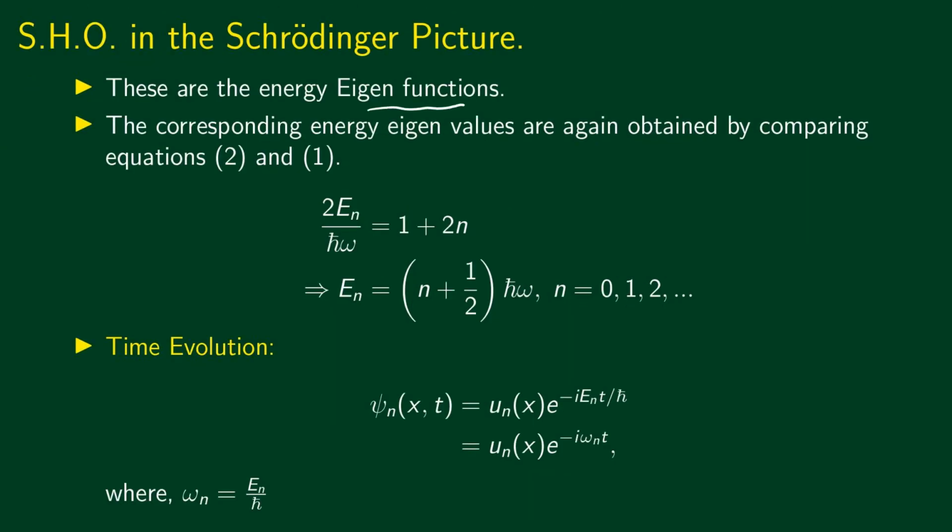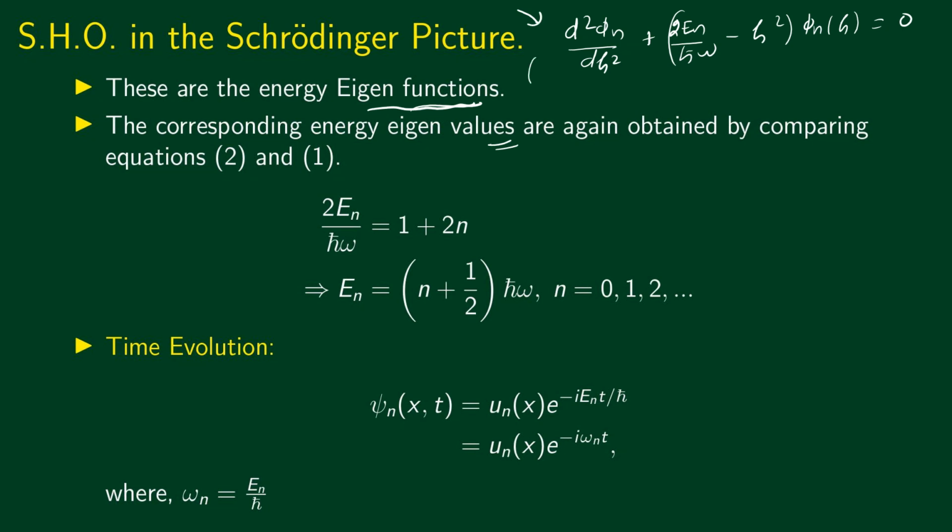We got the energy eigenfunctions. What about the energy eigenvalues? The energy eigenvalues are obtained by comparing the two equations. We had two equations. One equation was d squared phi n by d zeta squared plus (2En by h bar omega minus zeta squared) phi n of zeta equal to 0. This was the equation that we got from the time independent Schrodinger equation.